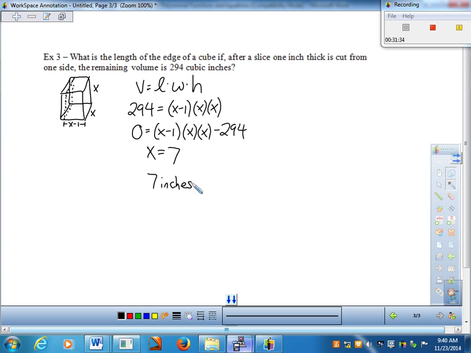All right, so again, just make sure you set up your equations. As soon as you set the equation up, just get that to 0. Get it in the calculator, get your value that you want, and then interpret what that means just based on what the question was asking. Here, just the length of the edge of the cube.